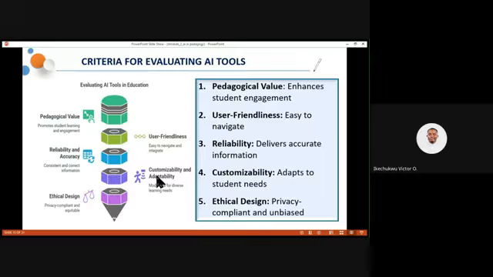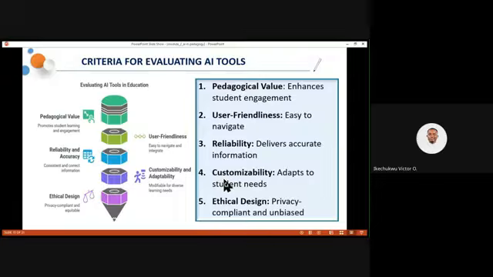We've got 5 criteria. The first one is the pedagogical value. What pedagogical value does the AI bring? We're looking at criteria now. What pedagogical value does this AI tool provide to you as a teacher? Does it enhance student engagement? Does it reduce teacher task load? Does it enhance critical thinking, reasoning levels? All of those things are very important.